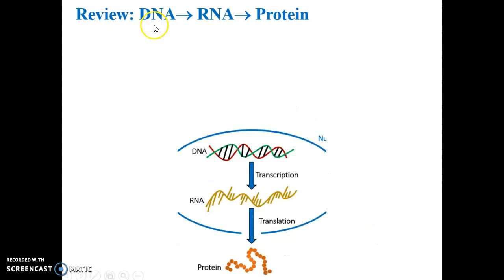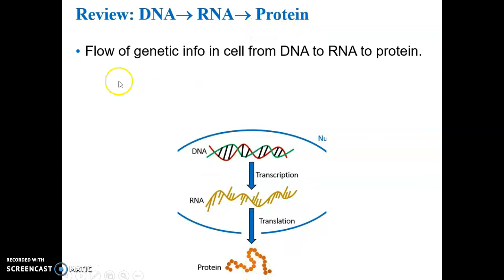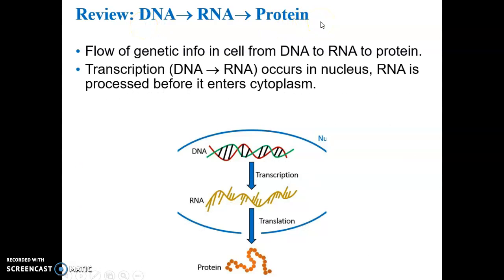From DNA, the gene or the allele, to the RNA, the mRNA molecule once it leaves the nucleus, to the polypeptide that will become the functional protein. So this is the flow of genetic information in the cell from DNA to RNA to protein. And again, the protein is going to have some characteristic or trait. So we're really talking about the genotype to the phenotype.